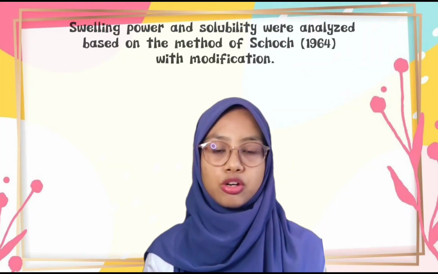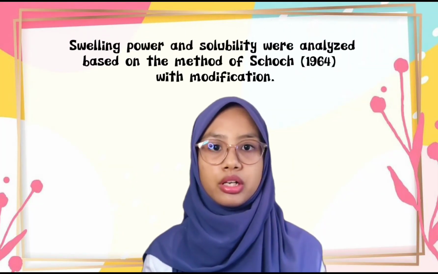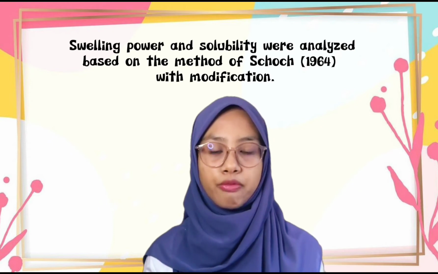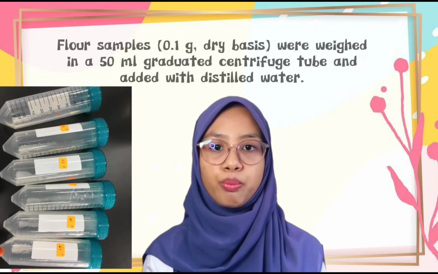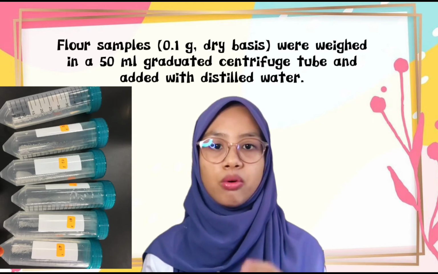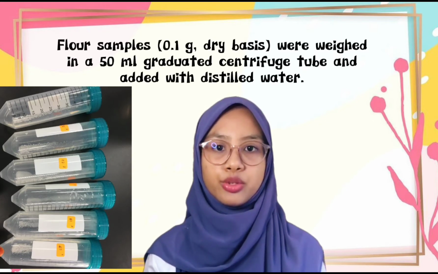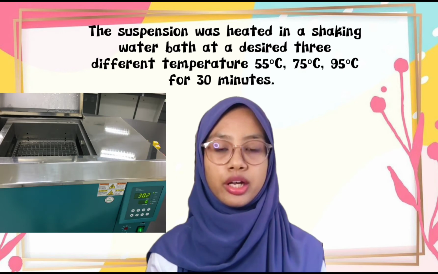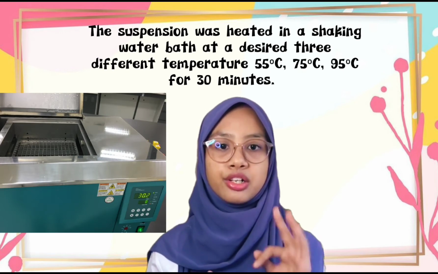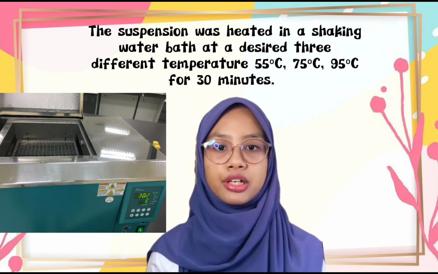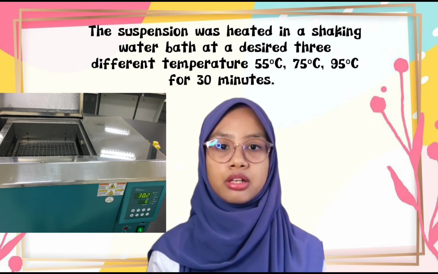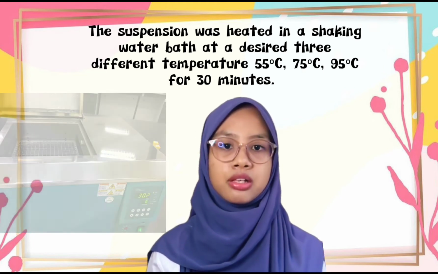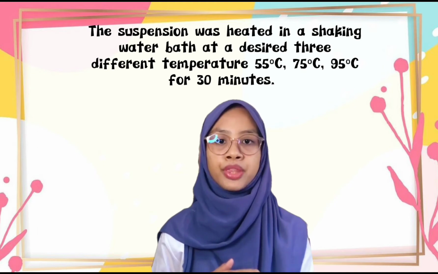Swelling power and solubility were analyzed based on the method of Schoch 1964 with modification. Flour samples of 0.1 gram dry basis were weighed in a 50 ml graduated centrifuge tube and added with distilled water. The suspension was heated in a shaking water bath at 3 different temperatures: 55 degrees Celsius, 75 degrees Celsius, and 95 degrees Celsius for 30 minutes.